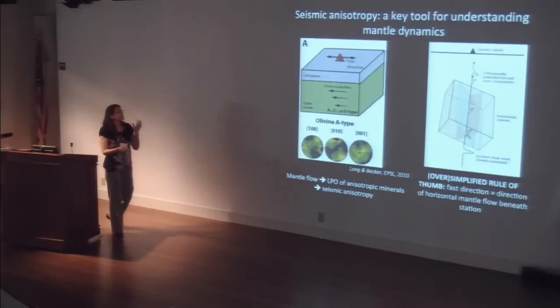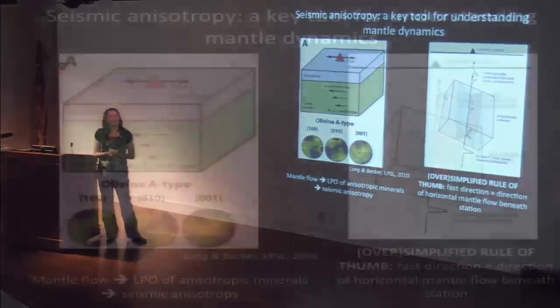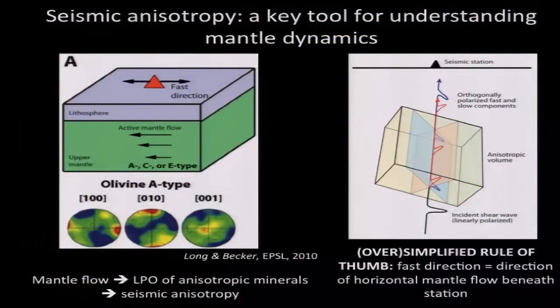So I hope that I've cast this in a way that makes it clear that anisotropy can be a really key tool for understanding mantle dynamics. And this cartoon shows the simplest possible flow scenario, the simplest possible olivine LPO that gives us a commonly used rule of thumb in interpreting anisotropy. And the way this goes is as follows. You might have, say, horizontal flow in the asthenospheric mantle. So you have velocity vectors pointing like this.